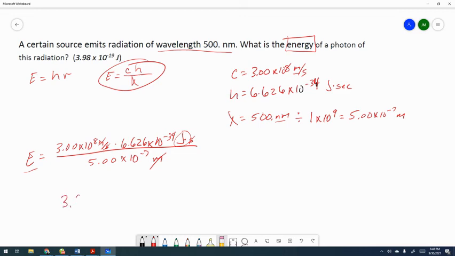Anyway, 3.98 times 10 to the negative 19th joules is our final answer.